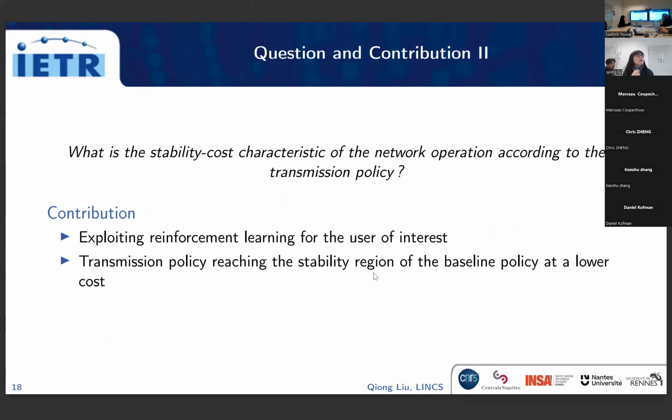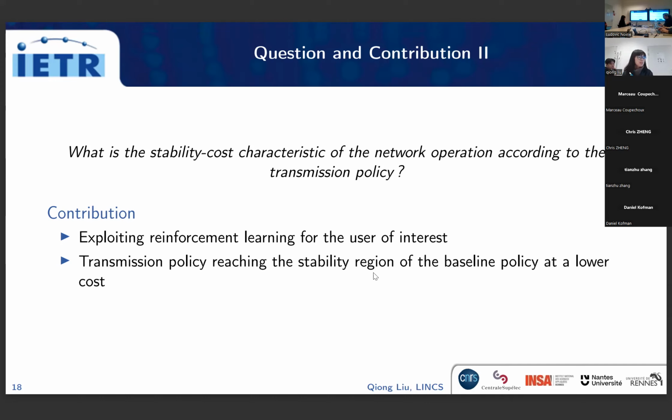So after addressing the first question, the coverage and the stability region of the networks, we go to the second question: what is the stability-cost characteristic of network operations according to the transmission policy? In this part of the work, we go to reinforcement learning. So why do we go to reinforcement learning?